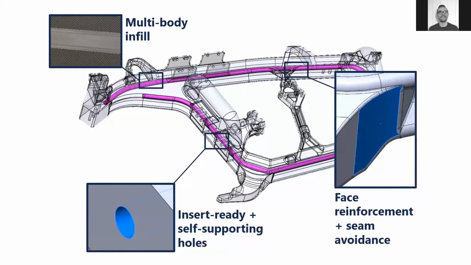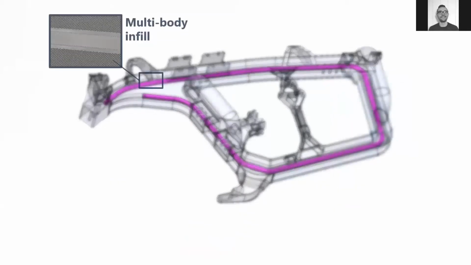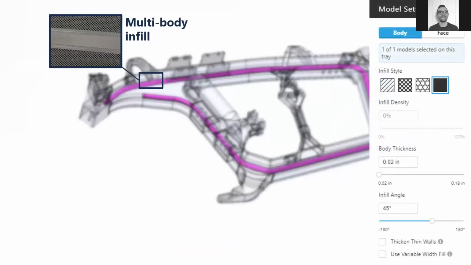As highlighted here, you can see the different areas where we may apply some of the different features, whether it's different infill styles, self-supporting or insert-ready holes, or reinforcing faces. And so we get into this when we're looking at multi-body infill. On the right, we see what the menu in GrabCAD Print looks like, and we'll hop out for a live demo so we can see exactly where this lies within the software. But you can see it's a very simplified way of adjusting different parameters.